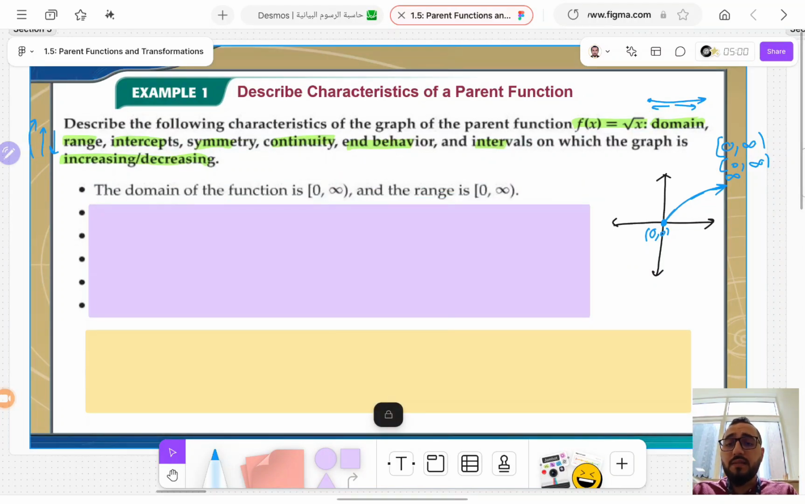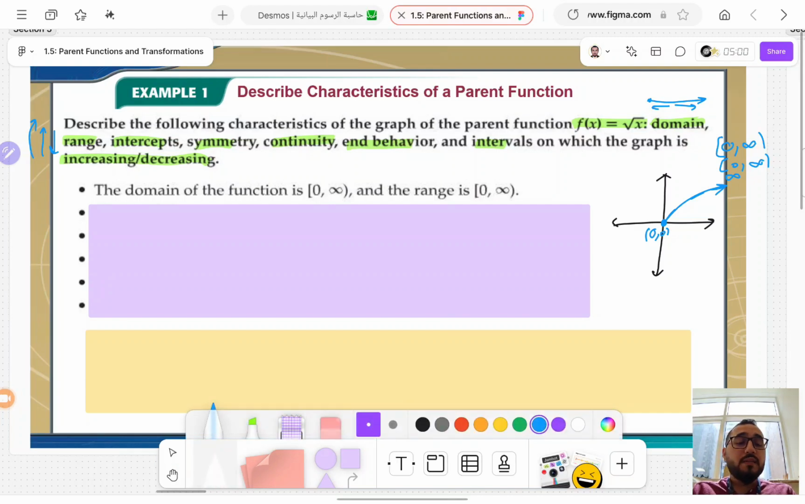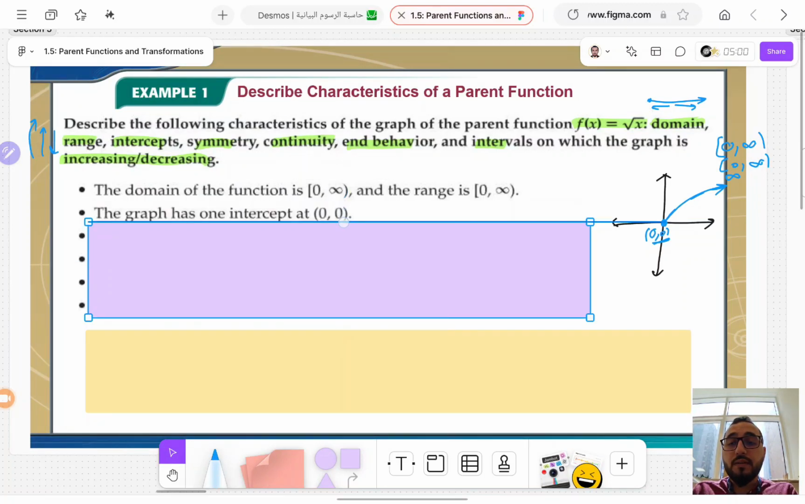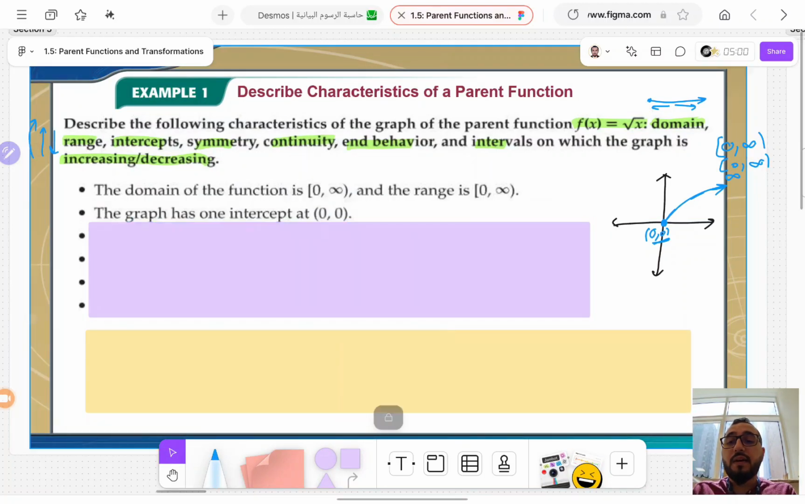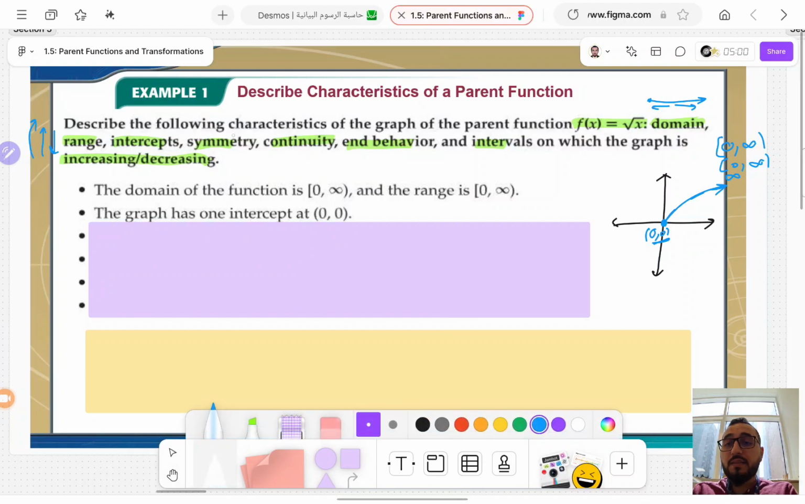Now, the intercept. Intercept means y-intercept and x-intercept. Where does the graph intersect the y or x-axis? It's here. So the only intercept that we have is at 0, 0. So now let's look at the intercept. It's 0 and 0. Now, number 3 is symmetry.